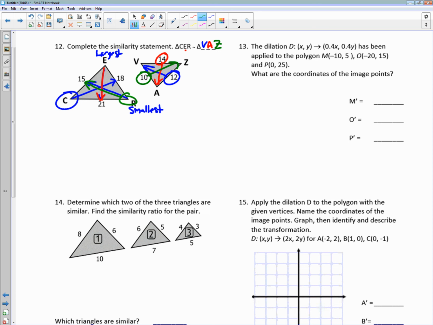As far as 13 goes, the dilation, this is going to be if we do an enlargement or a reduction. So pretty much we're just plugging these points in. I'm putting that in for X and that in for Y. So the new M, which is M prime, I'm going to go 0.4 times negative 10 and 0.4 times 5. And do that same process for these other points and multiply by 0.4.